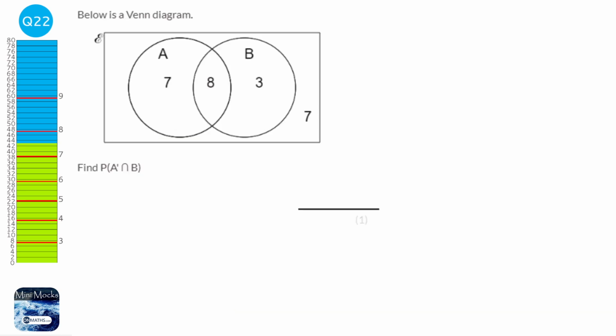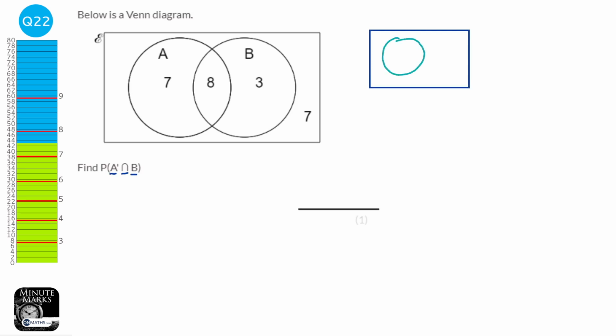So this question is asking us to find the probability of not A and B. So if we look at, and I'm just going to quickly draw out a similar Venn diagram. So if this is A and this is B, then not A will be everywhere apart from A. So it will be all of this here.